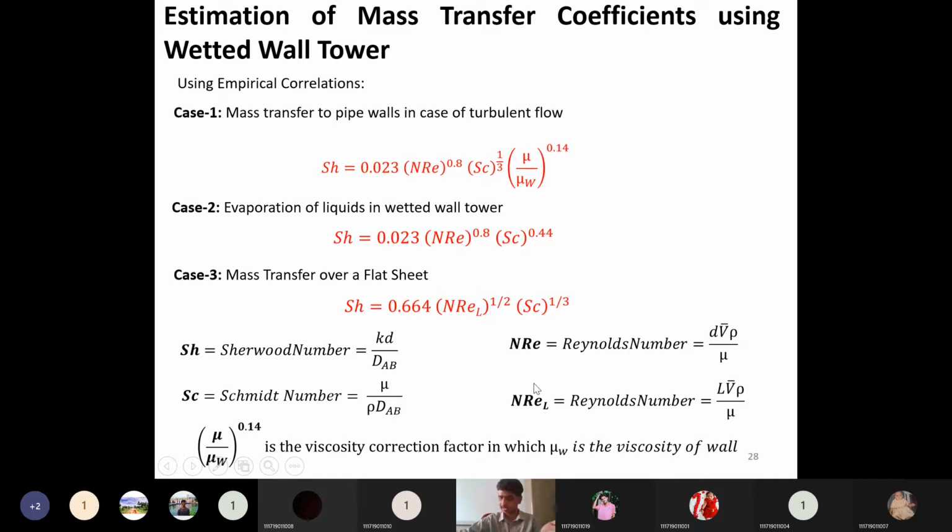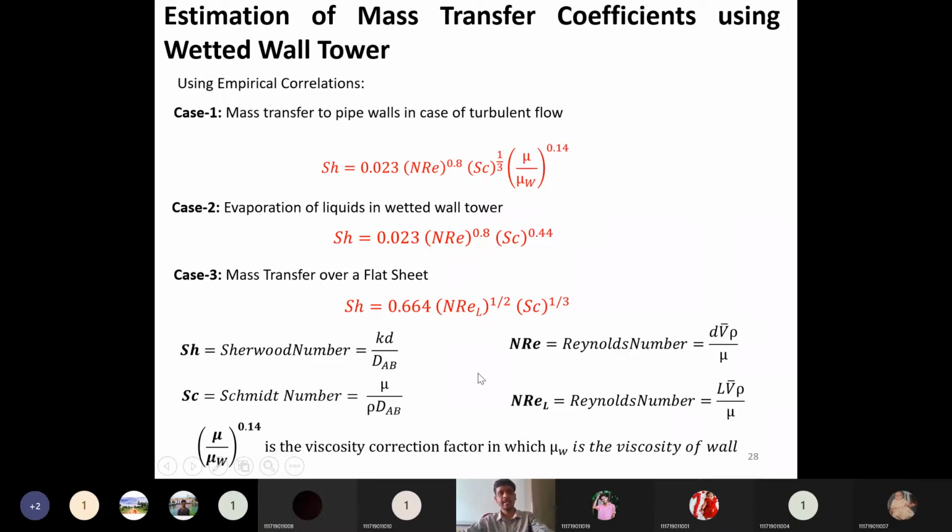Then Re_L is the same as the Reynolds number, only in place of the diameter, especially for the flat sheet, no diameter will be there, only length and breadth. So the diameter is replaced with length, L V bar rho by mu. L is the length of the sheet, V bar is the velocity, rho is the density and mu is the viscosity. And mu by mu_w to the power 0.14 is nothing but the viscosity correction factor, in which mu_w is the viscosity at the wall. This mu is a fluid property, whereas mu_w is the viscosity of your wall.